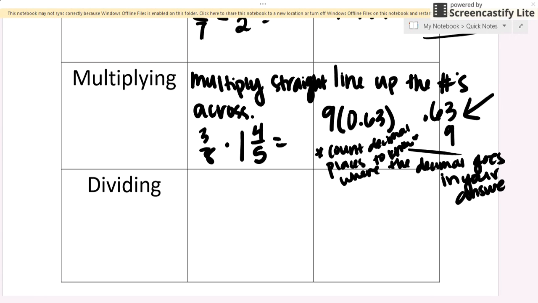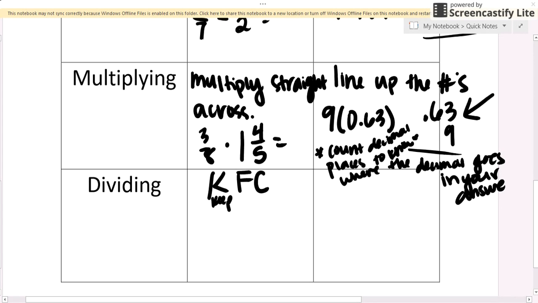Okay, dividing fractions, same thing. No common denominators here. Don't have to find them. Remember, here's where we KFC. All right, so I'm going to keep, flip, change. All right, that's what KFC stands for.